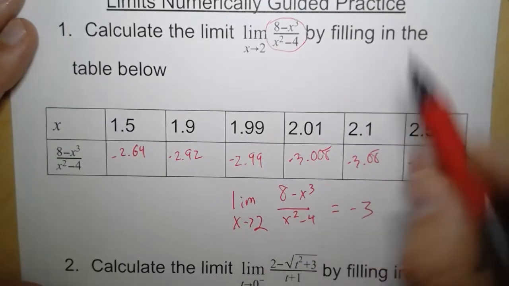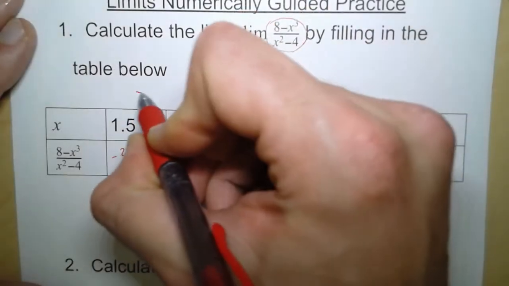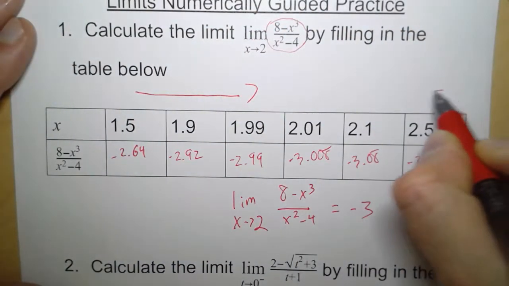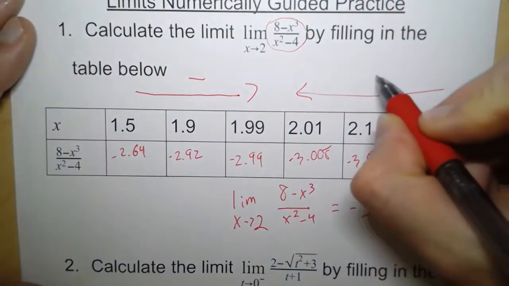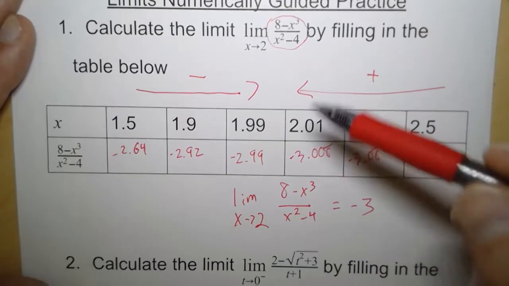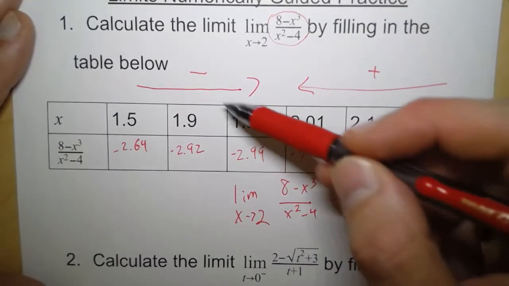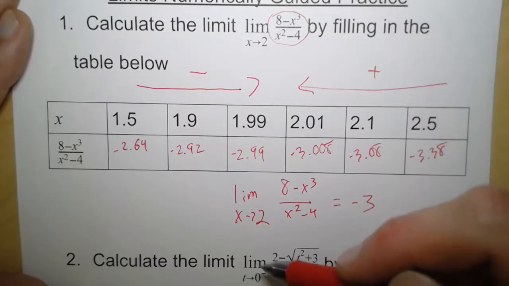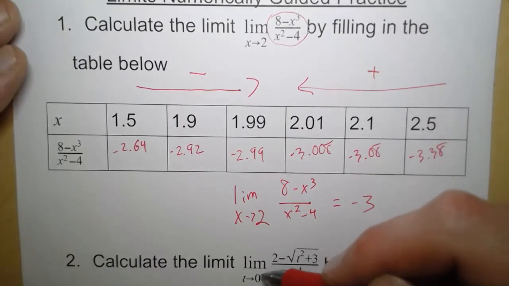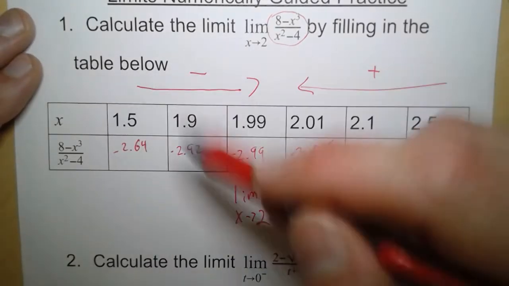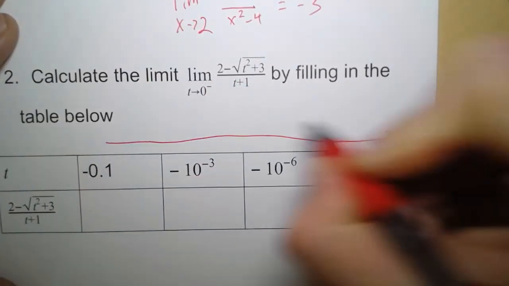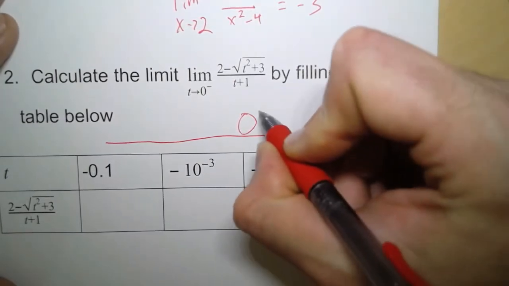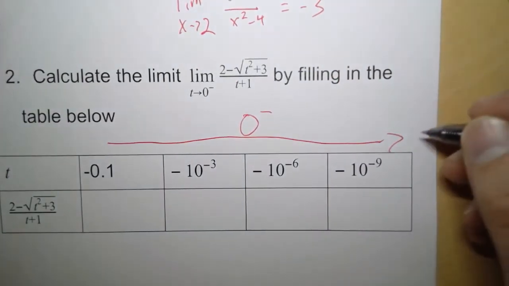If we look back at the first problem, here we approached positive 2 from one side and from the other side. This is the negative side. This is the positive side. Anytime we see a negative or a positive, that means we're only looking at one side or the other. So here, since we're looking at approaching 0 from the negative side, we're only going to consider this half. We're just approaching 0 from the negative side. That's what that means. So 0's sitting over here.